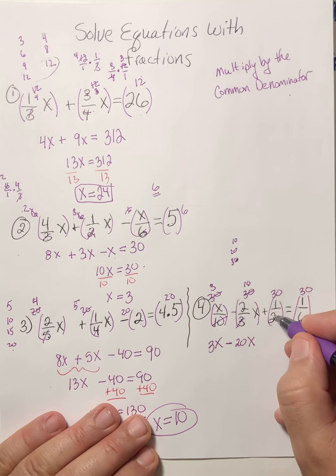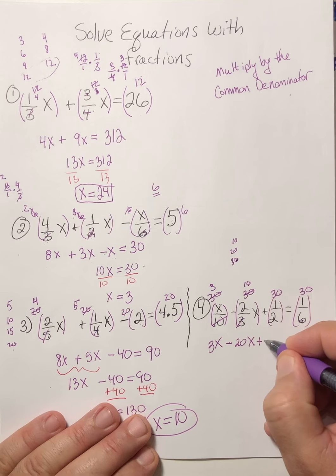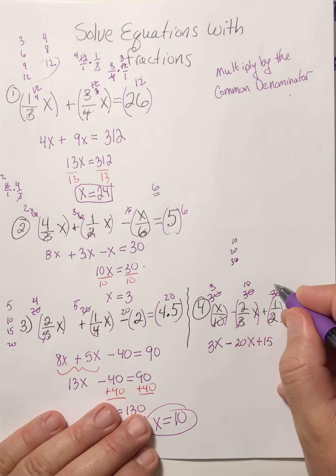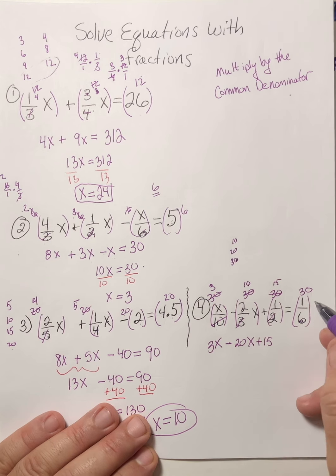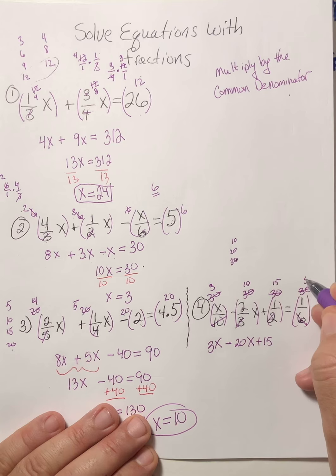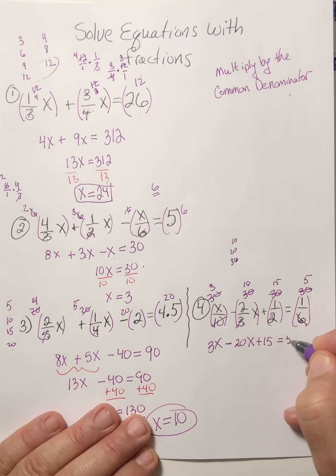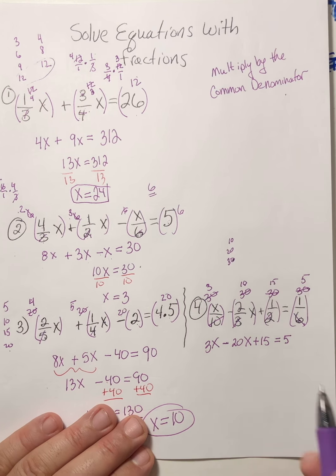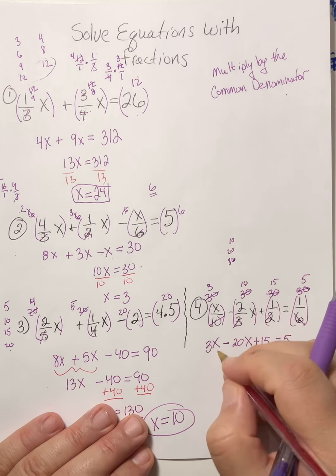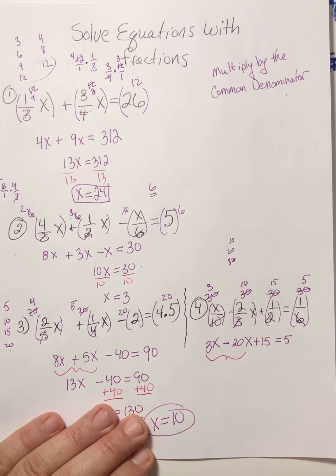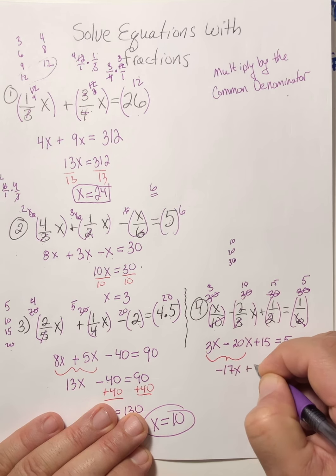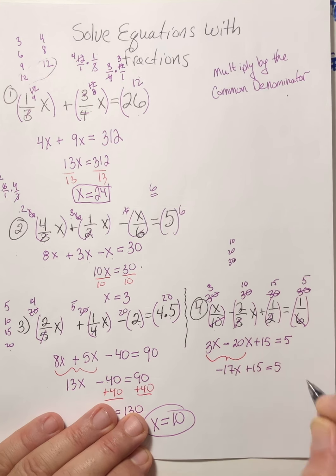All right. What's half of 30? That's right, it's 15. Of means to multiply. 2 goes into 30 15 times. And a sixth of 30. 6 goes into 30 5 times. So equals 5. All right, the rest is our algebra. That's right, we combine these two. So that gives us a negative 17x plus 15 equals 5.